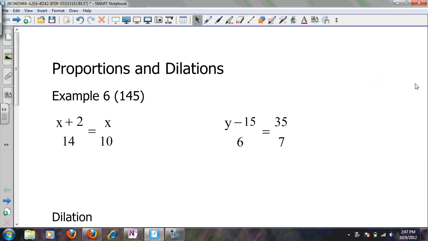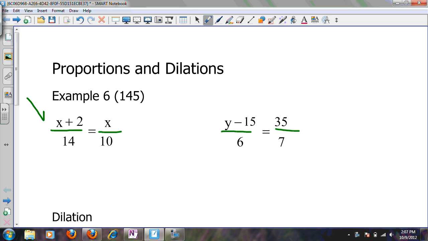This lesson is proportions and dilations. We're going to start with example 6 from page 145. Just a reminder that a proportion is two ratios that are equivalent to each other.